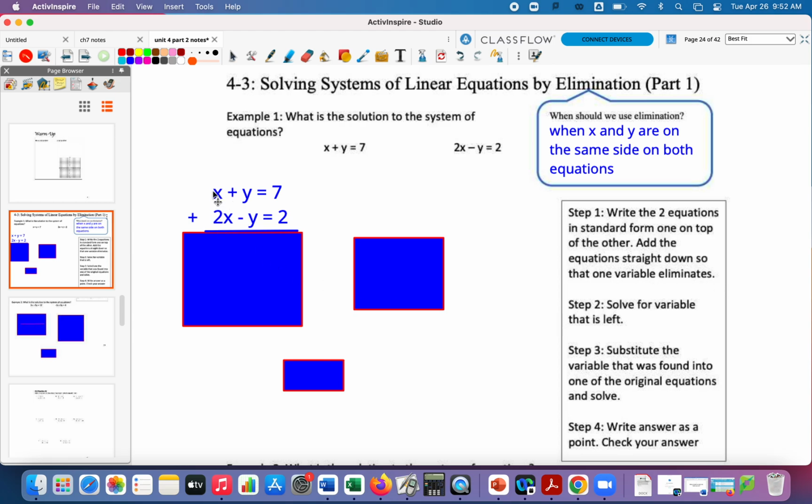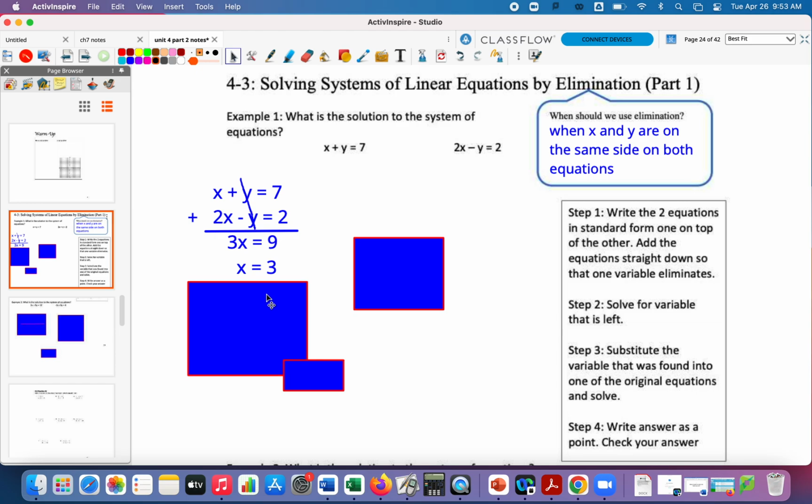So if you notice here, just kind of everything's lined up. The x's are lined up, the y's are lined up, the equal signs, and the numbers here. So when I just add these together, just 1x plus 2x will be 3x. But notice y minus y, or 1y minus 1y, just eliminates. It's gone. And 7 plus 2 gives me 9. Now I can solve and I only have one variable left. You can divide by 3, so how about x equals 3?